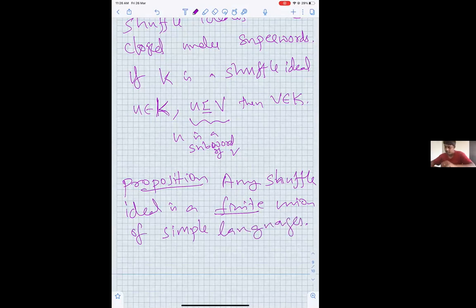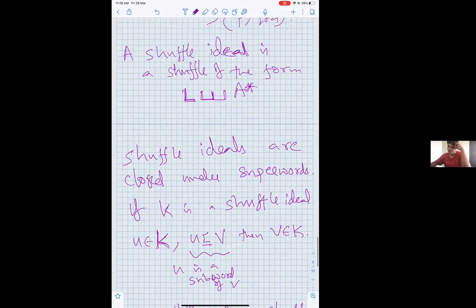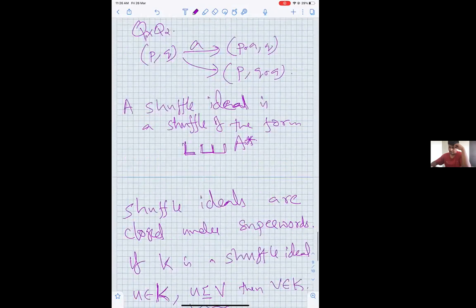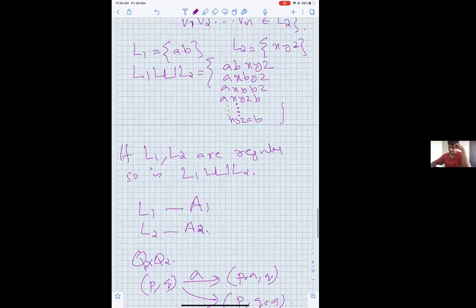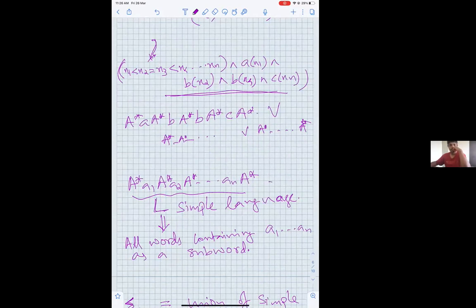Why is it? What are we saying? We are saying that you take any upward closed set like L shuffle A star. L might be an infinite language, it might have infinitely many words in it. But the moment you shuffle it with A star, I can actually write it as some finite union of languages of this form. That's remarkable.